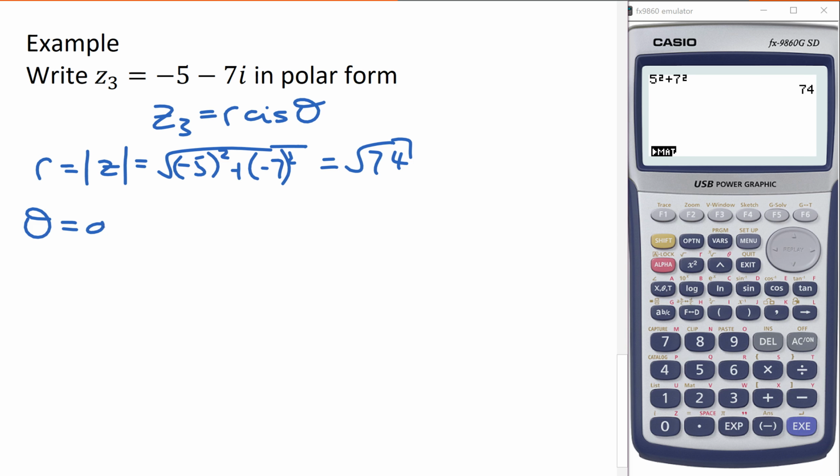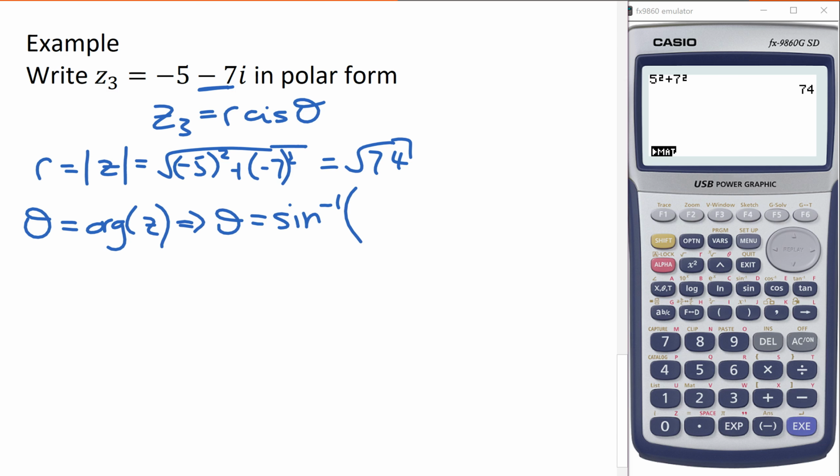Now we're going to find theta, which is the argument of z, which is going to be the arc sine of negative 7. Why is it just negative 7? Sine talks about the imaginary part, divided by the square root of 74. And for cosine we're going to use the real part, negative 5 over root 74.